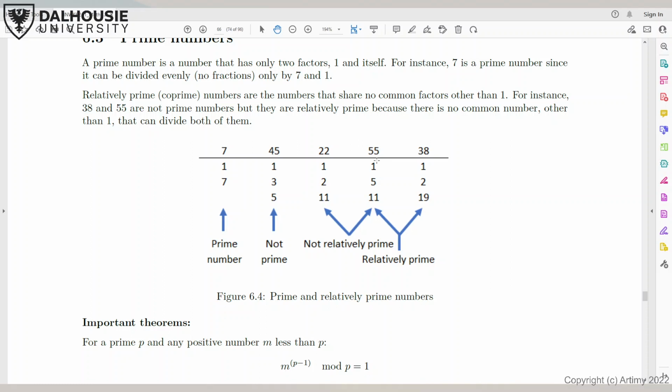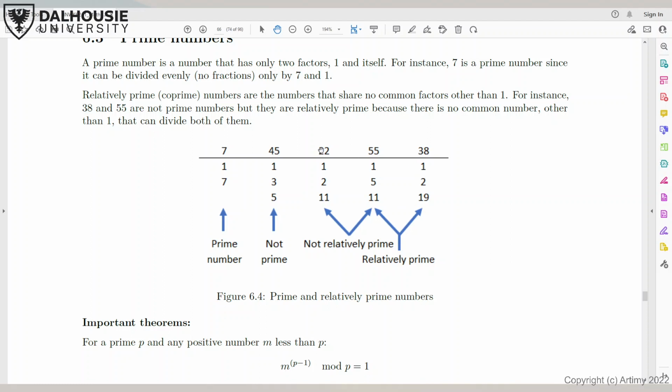55, we can factor it into 1, 5, and 11. 22 and 55 are not relatively prime or not coprime. Why? Because they share the same factor, 11. 55 and 32 are coprimes. Why? Because we don't have any common factor except 1, right? So 55 can be divided by 5 or by 11. 38 can be divided by 2 or by 19. So they don't have any common number or factor except 1.